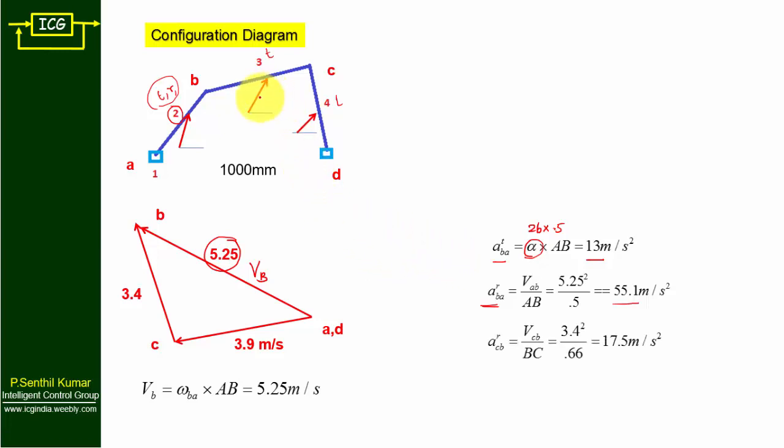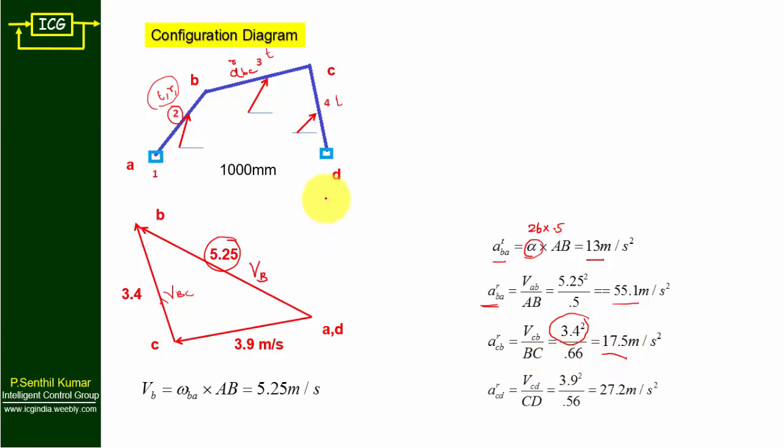Next we are calculating A radial of BC. A radial of BC equal to VBC divided by BC. BC length 660 mm, then VBC, so this is VBC. When you measure this value, you will get 3.4. So finally you are getting 17.5 meter per second square.